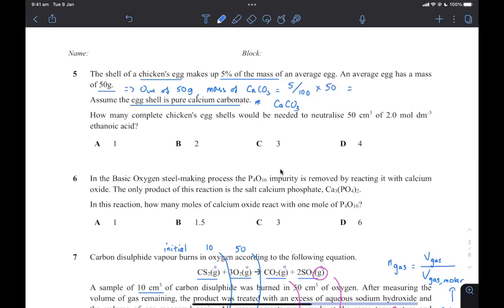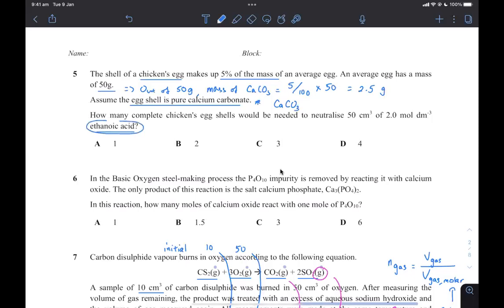You should have a calculator next to you as well as a periodic table. That's the whole point of coming to a tutorial like this. Otherwise, you'll be wasting your time. This is 2.5 grams out of 50 grams for one egg. That is the mass of the shell that actually contains calcium carbonate. You want to neutralize ethanoic acid.